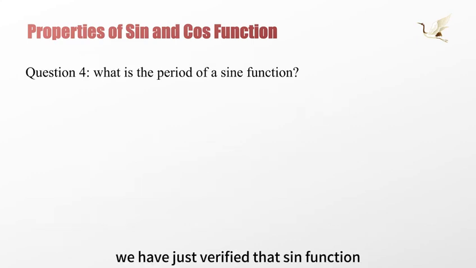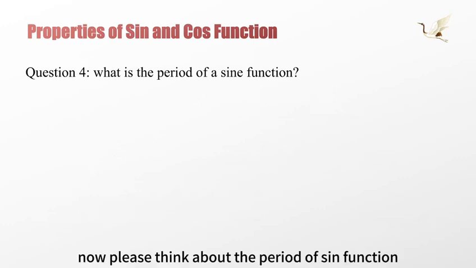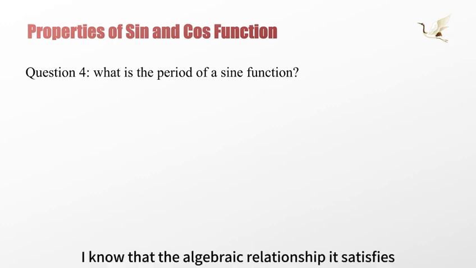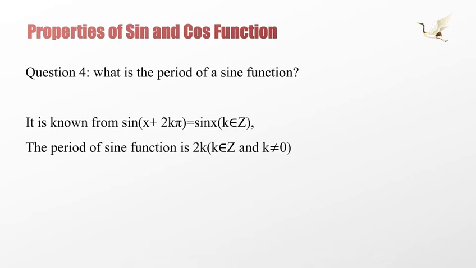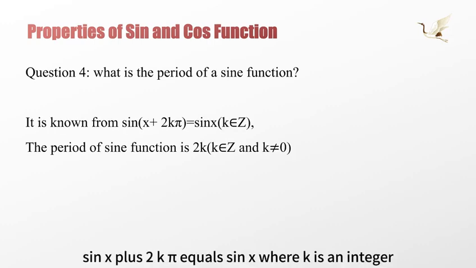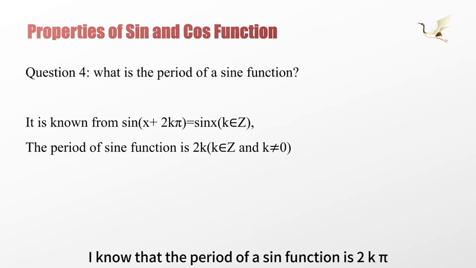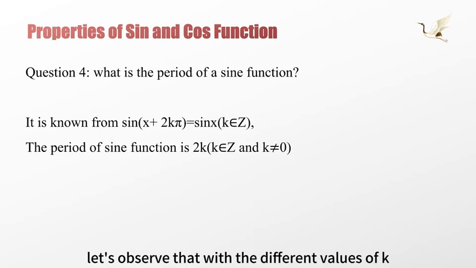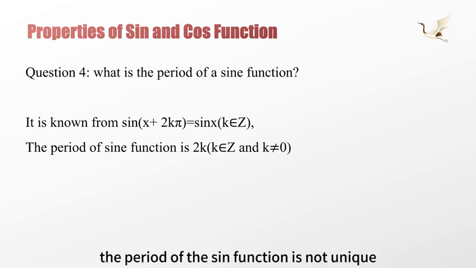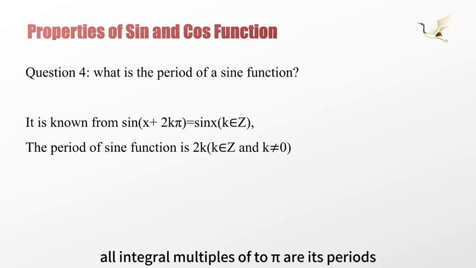We have just verified that the sine function is a periodic function. Now please think about the period of the sine function. From the definition of period, I know that the algebraic relationship it satisfies is that f(x + t) equals f(x), that is, the value is constant for each independent variable x plus t in the definition domain. Then the induction formula sin(x + 2kπ) equals sin x, where k is an integer, tells me that the period of the sine function is 2kπ, where k is an integer and not 0. However, let's observe that with the different values of k, the period of the sine function is not unique. All integral multiples of 2π are its periods.